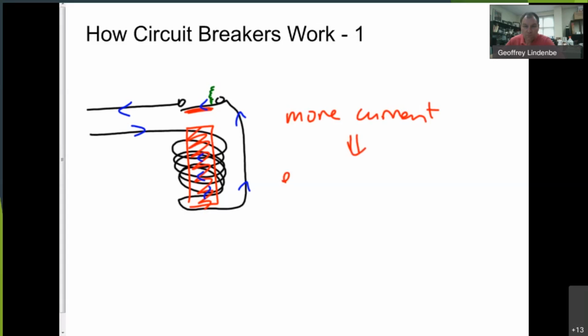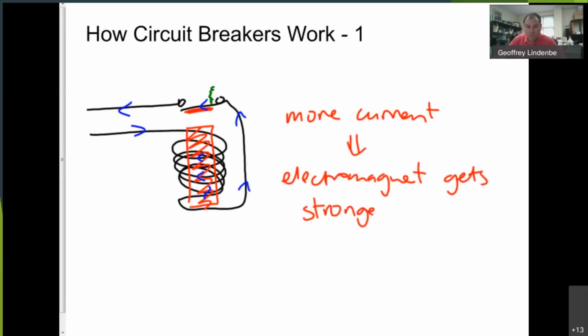that leads to the electromagnet getting stronger. One of the ways of increasing the strength of an electromagnet is to increase the current. So as more current flows, the electromagnet gets stronger and stronger until it becomes strong enough to pull against that spring and pull the switchy bit down, because there's a bit of iron attached to the switch which is attracted towards the electromagnet. Then the circuit is open and the current stops flowing.